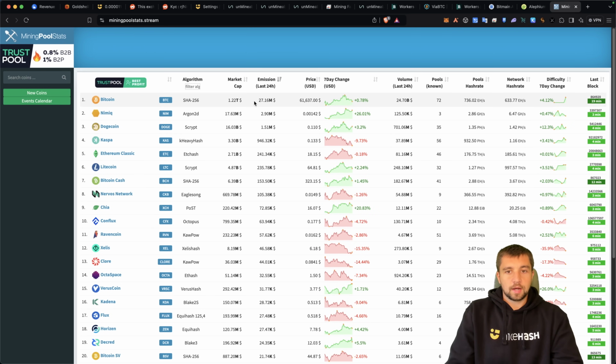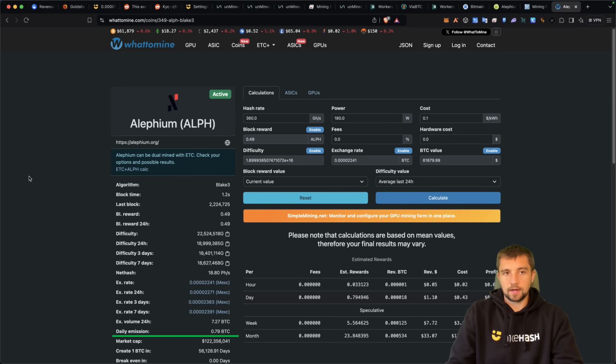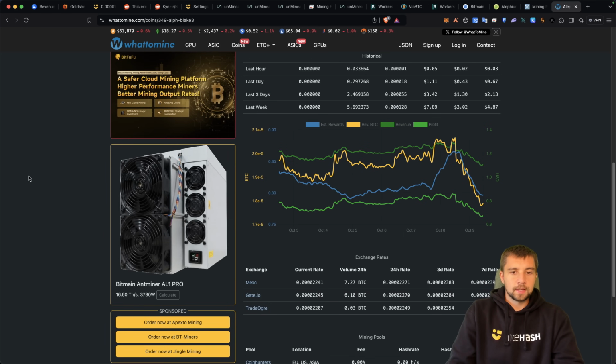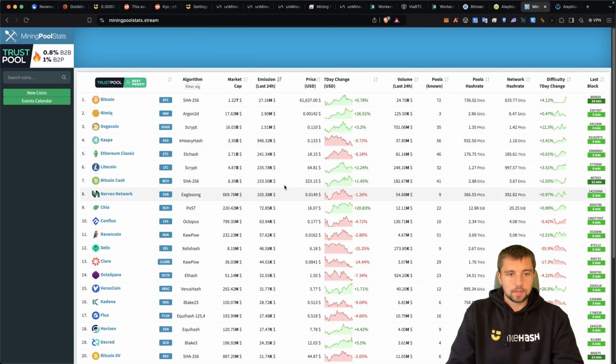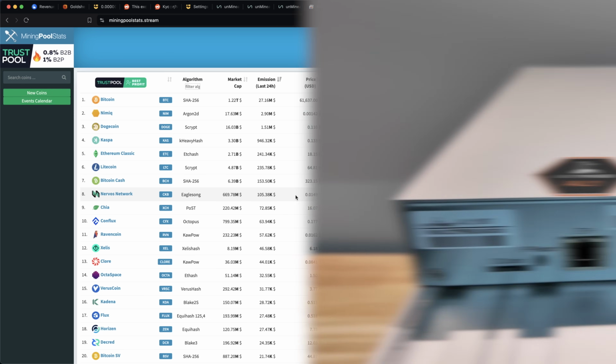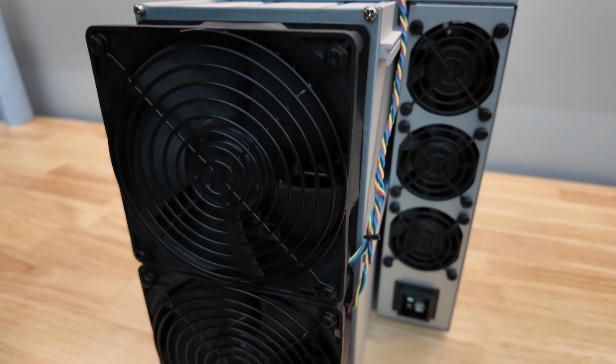We look at emissions, right? We look at emissions and we see Kaspa at about $1 million, Doge at 1.5 million, Bitcoin at $27 million. We see ALPH, right? How much does that put out? 0.8 BTC, right? So I don't know, $50,000 in coins per day. So coins like Nervos Network are putting out double the amount, which is why that's a good chunk of our mining farm. And we'll see where that goes. I hope that works out. But $50,000 in daily emission doesn't even put it in the top 10 tracked coins here.